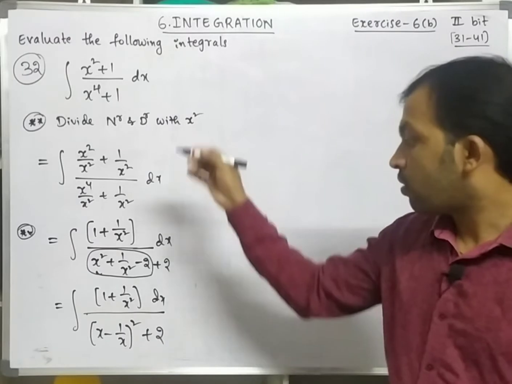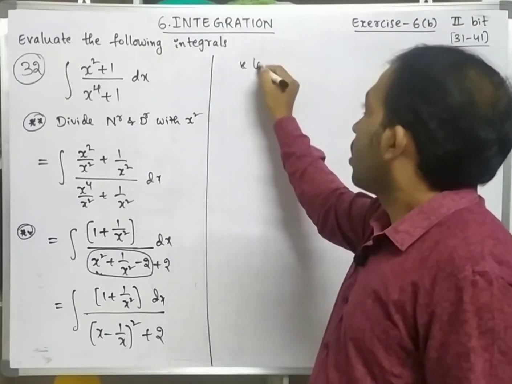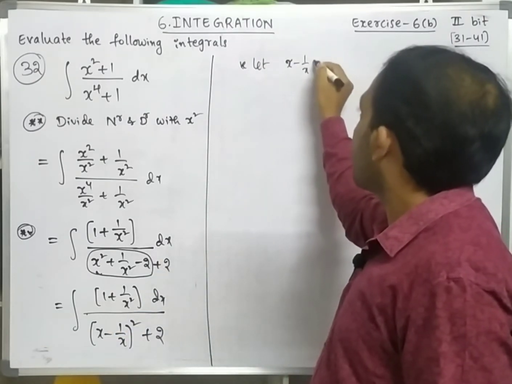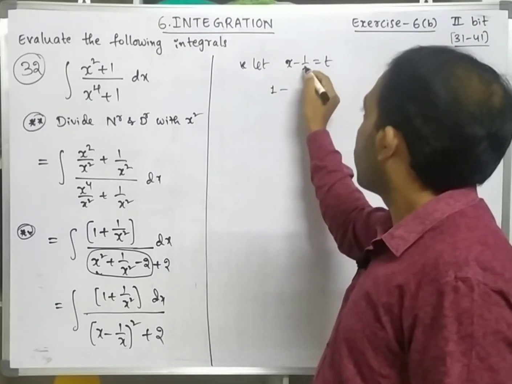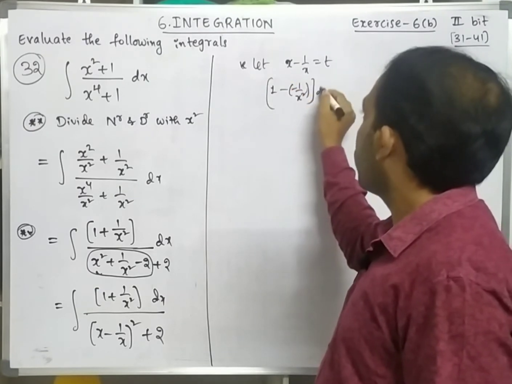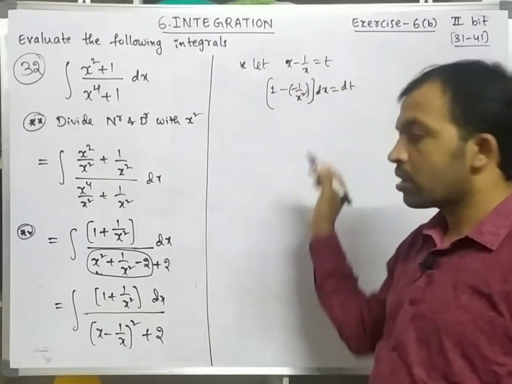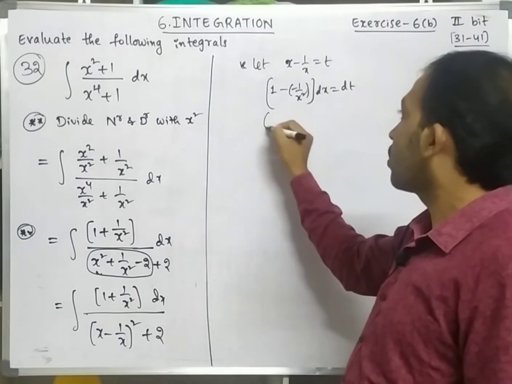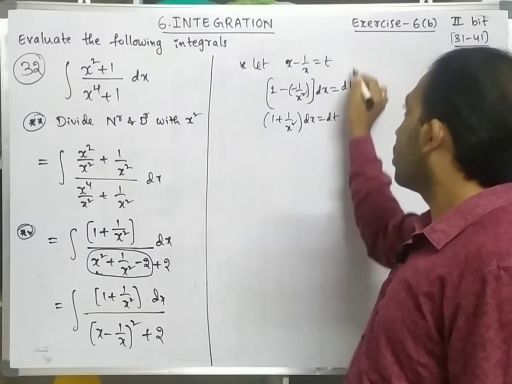Now the conversion is completed. Now the substitution method. Let this inner term, x minus 1 by x, be equal to t. Then what is the derivative? The derivative of x is 1, and of 1 by x is minus 1 by x square, so (1 plus 1 by x square) into dx is equal to dt, taking dx common.